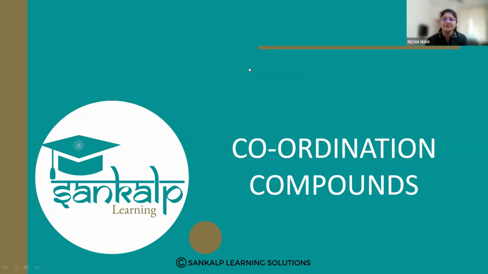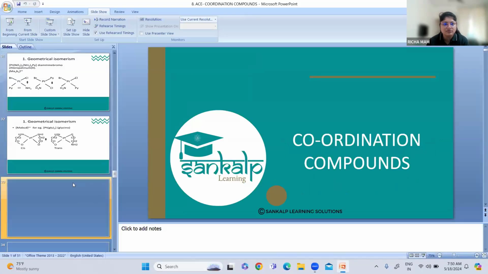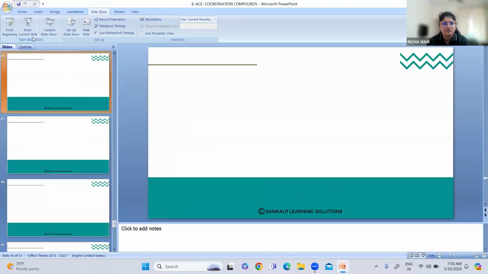So let us discuss how to give the names for the cationic complexes. Okay, let us start. Cationic complexes means what? You'll have a negative charge. Sorry, you'll have a positive charge on the complex. Now let us see.